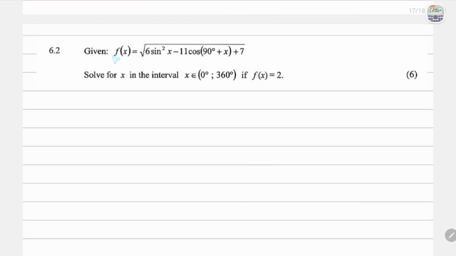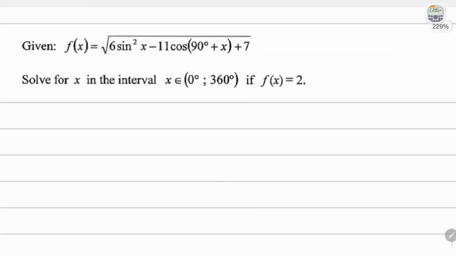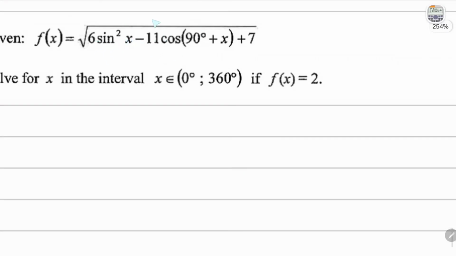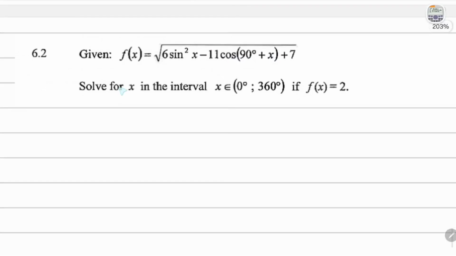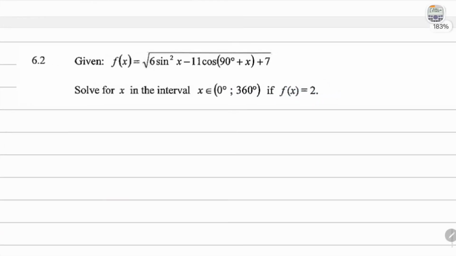Question 6.2 says, given f of x is equal to this, which is a radical with 3 terms inside it. So we have to solve for x in the interval where x is an element of 0 degrees to 360 degrees if f of x is equal to 2. So straight away we're supposed to make f of x equal to 2.